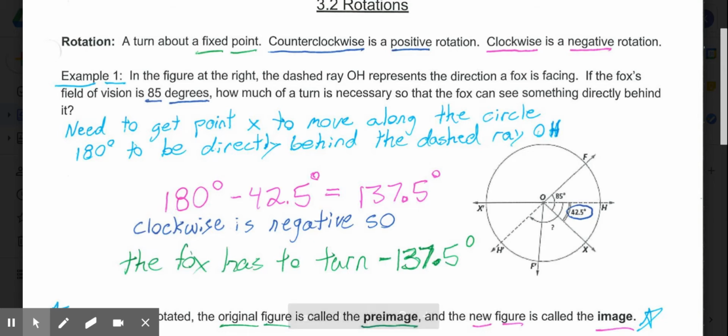So that fox would have to rotate a negative 137.5 degrees. And that would change the field of vision so that it could see something directly behind it. So now that fox could see from F prime to X prime, which allows it to see something directly behind where its original stance was.